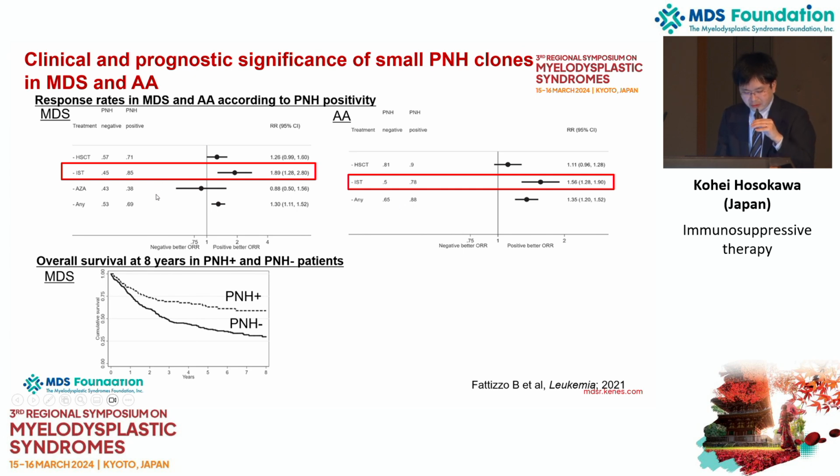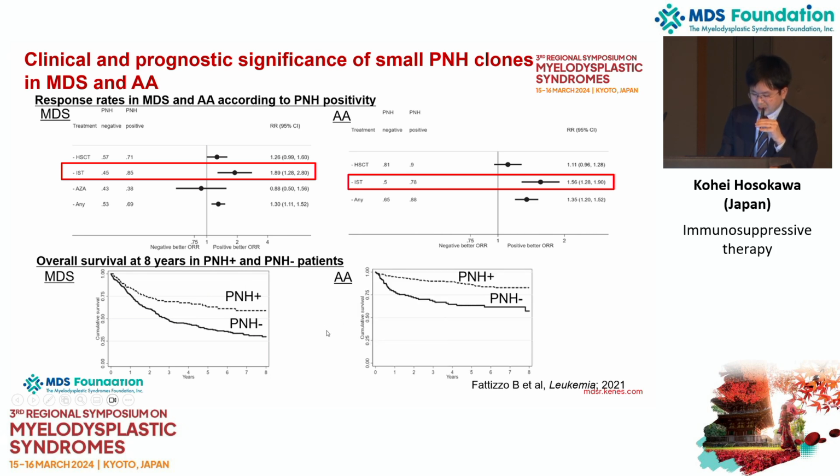And if you see the overall survival at 8 years, PNH positive patients tend to have higher overall survival compared to PNH clone negative patients. It is also true in aplastic anemia patients. So this data suggests that the presence of the PNH clone is associated with immune pathophysiology, both in MDS and AA patients.